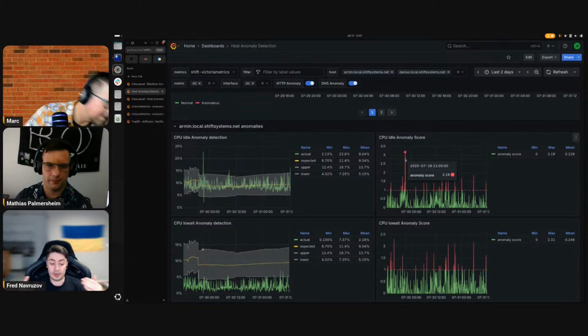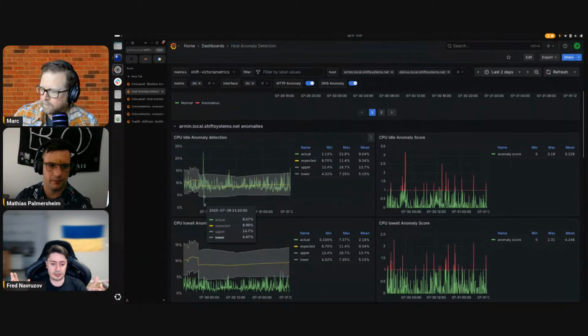These anomaly scores are metrics. They can be sent back to VictoriaMetrics, and based on this, you can build your own Grafana dashboards. You can utilize our own Grafana dashboards. You can use it in alerting rules.